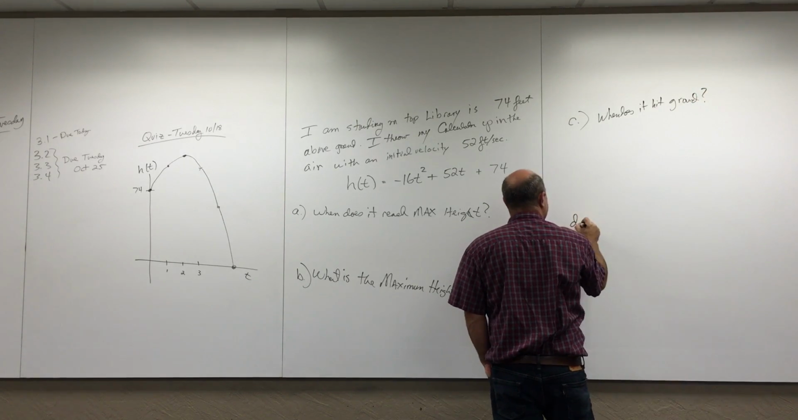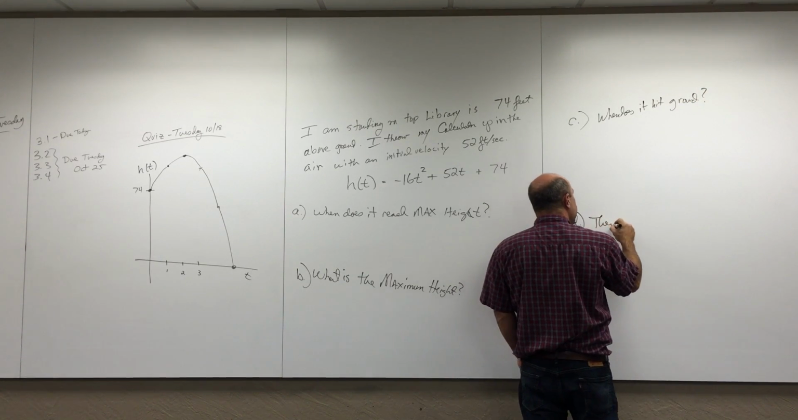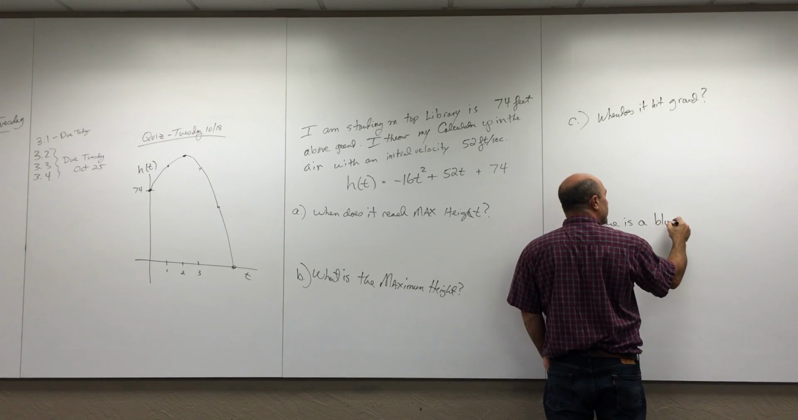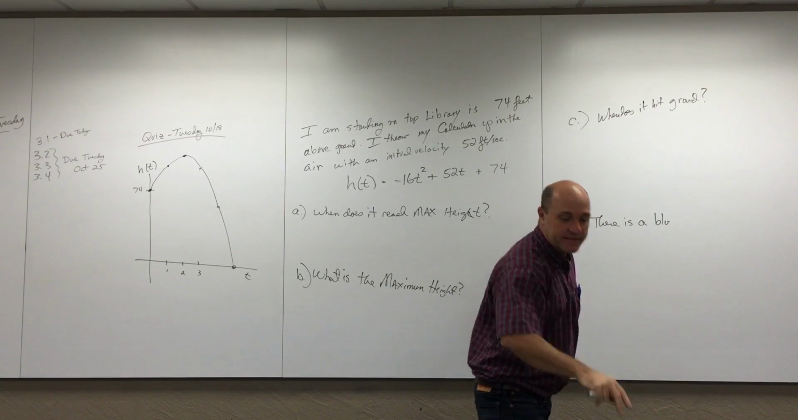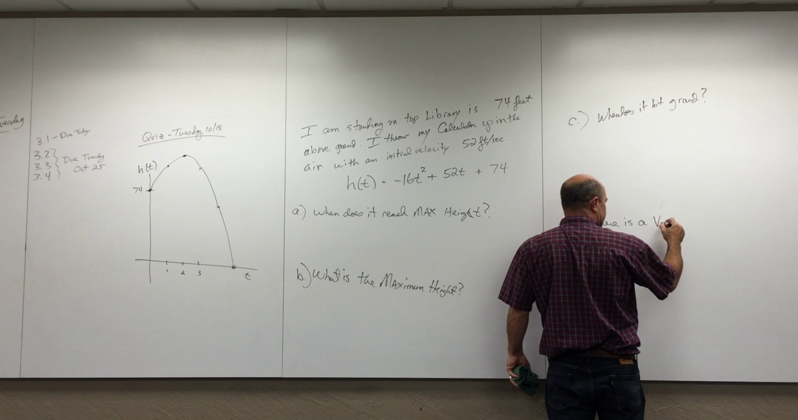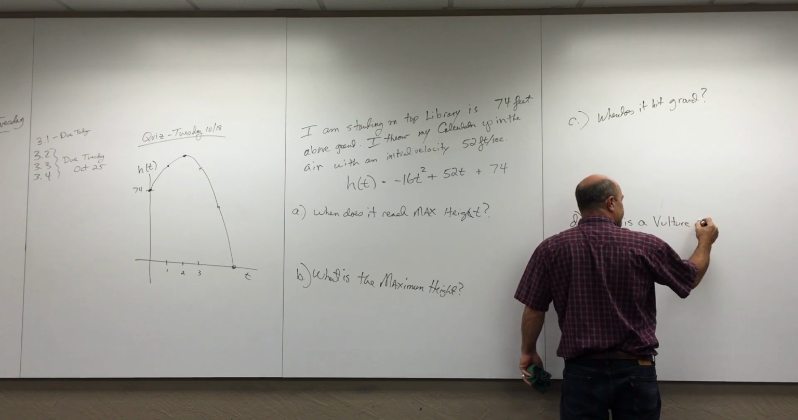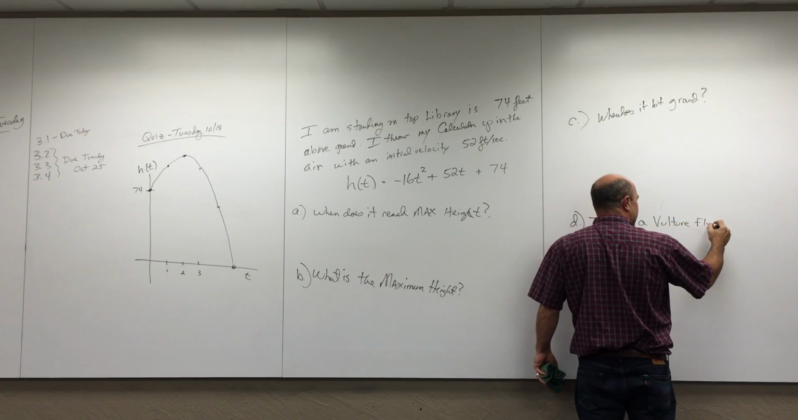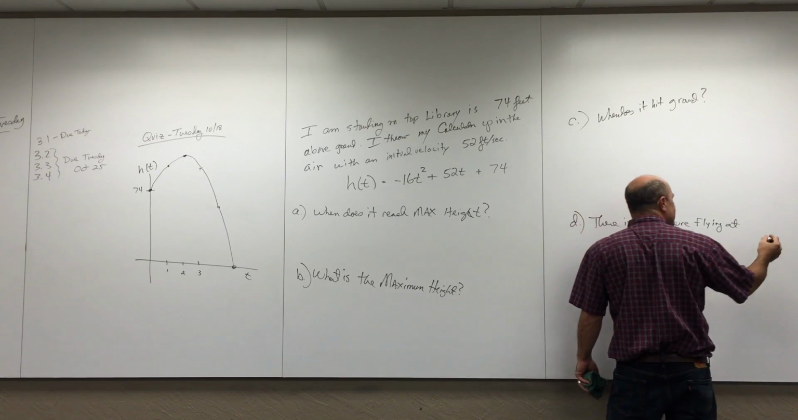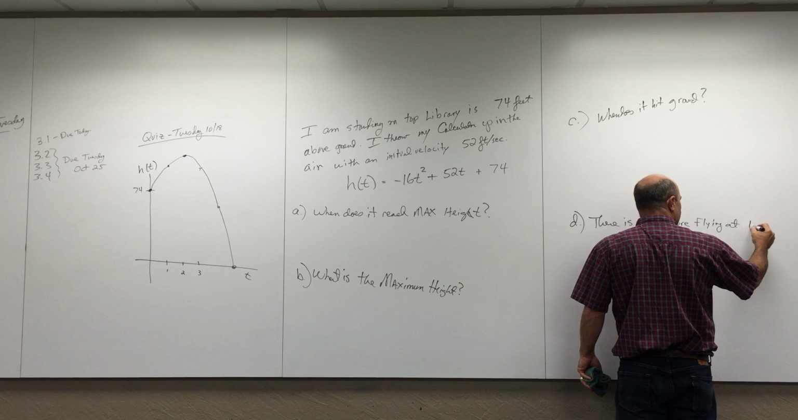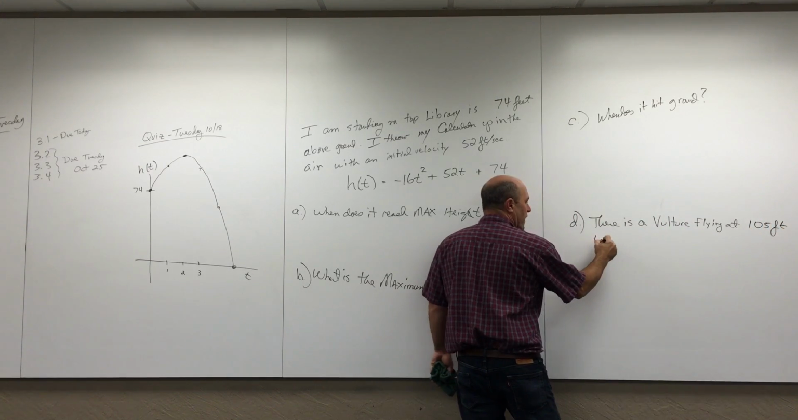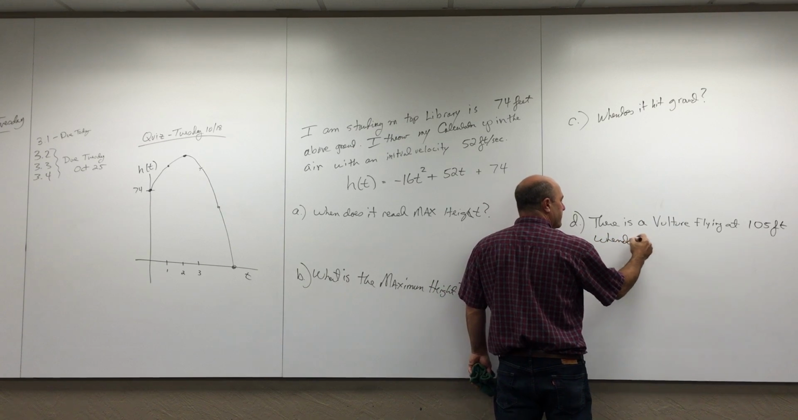Part D, there is a sweet little bluebird flying. Well, bluebirds don't fly that high. Listen, they're sweet. How about there is a vulture, a turkey vulture, flying around at a height of 105 feet. When do I hit the bird?